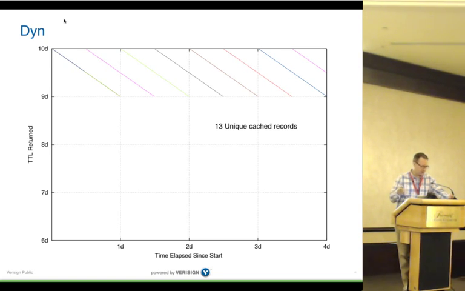Some of you may be familiar with the different software and how it behaves, and I believe this is the unbound behavior, where it returns the original TTL and decrements it until it gets to its max cache TTL setting, which is 1 day, and then it refreshes.